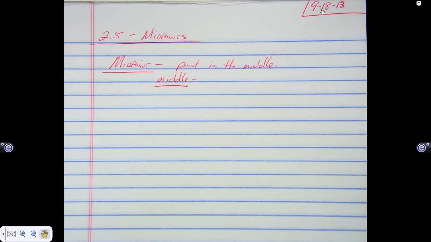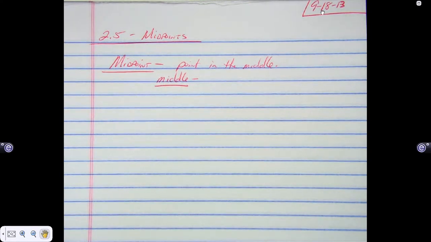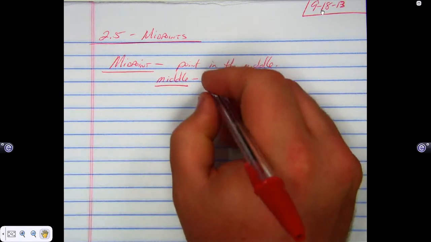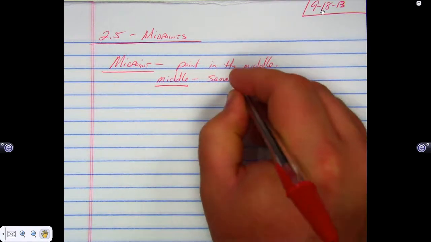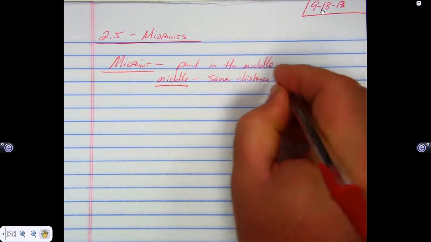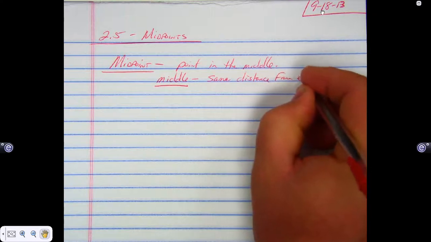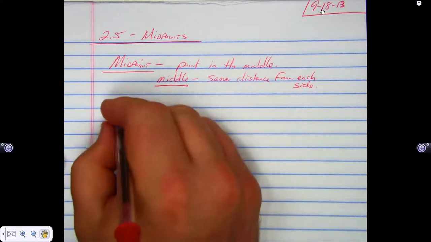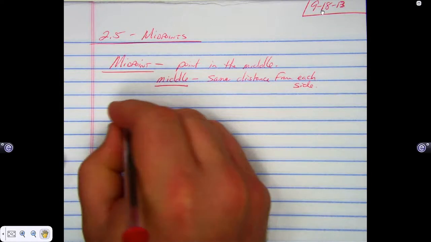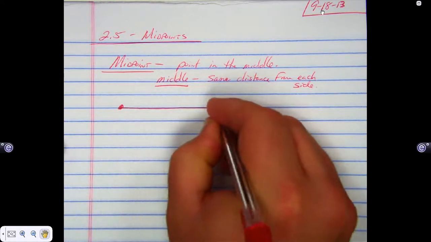I'm sitting right here. Would you guys say I was sitting in the middle of the room, in the middle between that wall and that wall? No. Why not? Because you're not. Distances. Okay, so when we think of middle, same distance from each side, yeah, maybe? In essence, you've defined what a midpoint is.